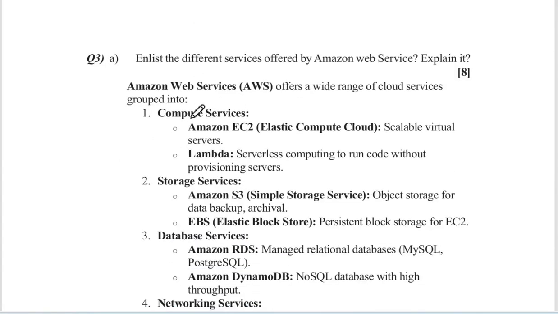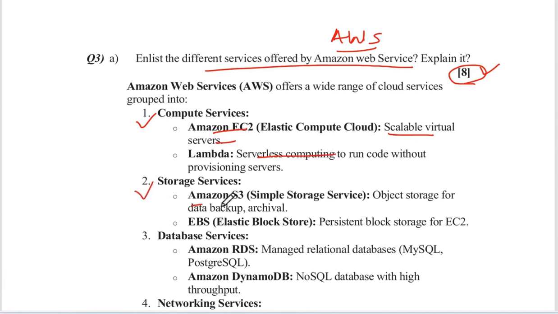Next is question 3a. Explain different services offered by Amazon Web Services, that is AWS. So how many different services are there in AWS? You can write 8 different services for 8 marks. Okay. The most popular service is the compute service, that is Amazon EC2. Scalable virtual servers are used. Lambda is also there, serverless computing.